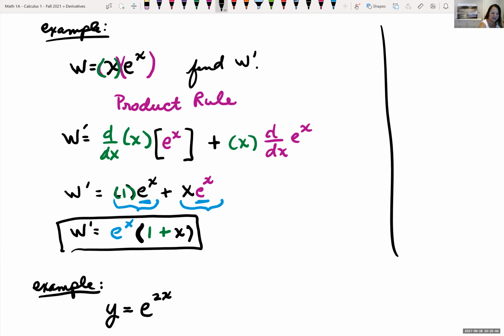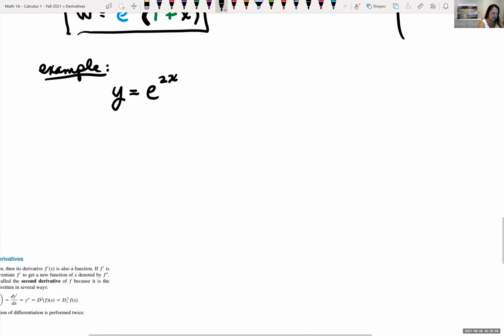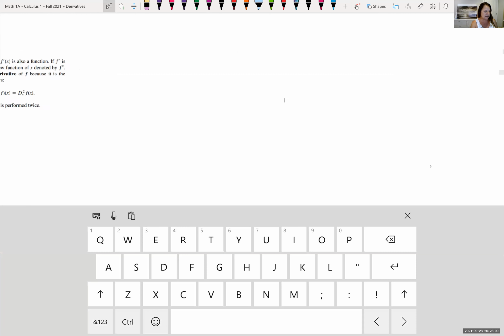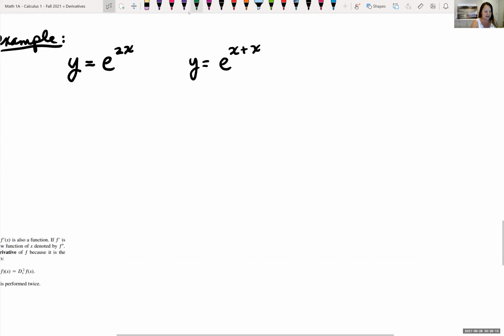We just saw that the derivative of e to the x is equal to e to the x. The problem is that I have this 2 in front of the x in the exponent. And so when we want to find that derivative, we can rewrite it. So let's use our rules of exponents. We can rewrite e to the 2x as e to the x plus x.